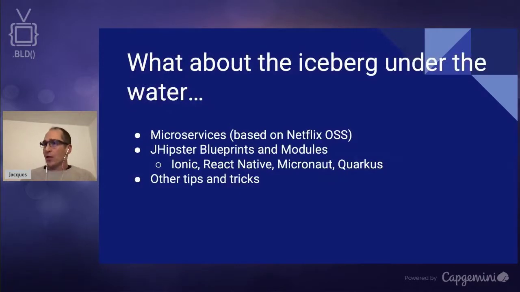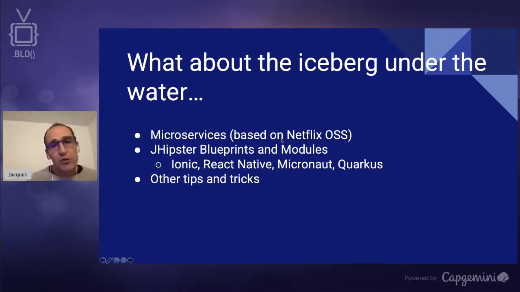So let's just quickly talk about then, what is under the iceberg that I didn't show you. As I mentioned before, JHipster also supports microservices, which is originally based on the Netflix OSS stack. And in fact, that's probably more powerful than what I showed you now. So I really invite you to have a look at the support specifically for microservices.